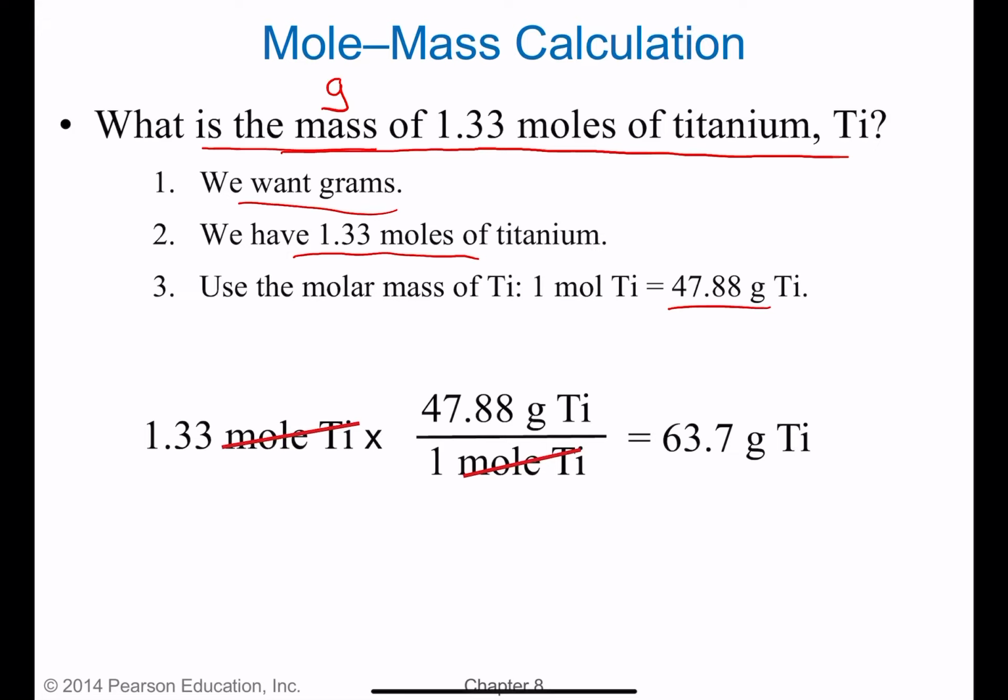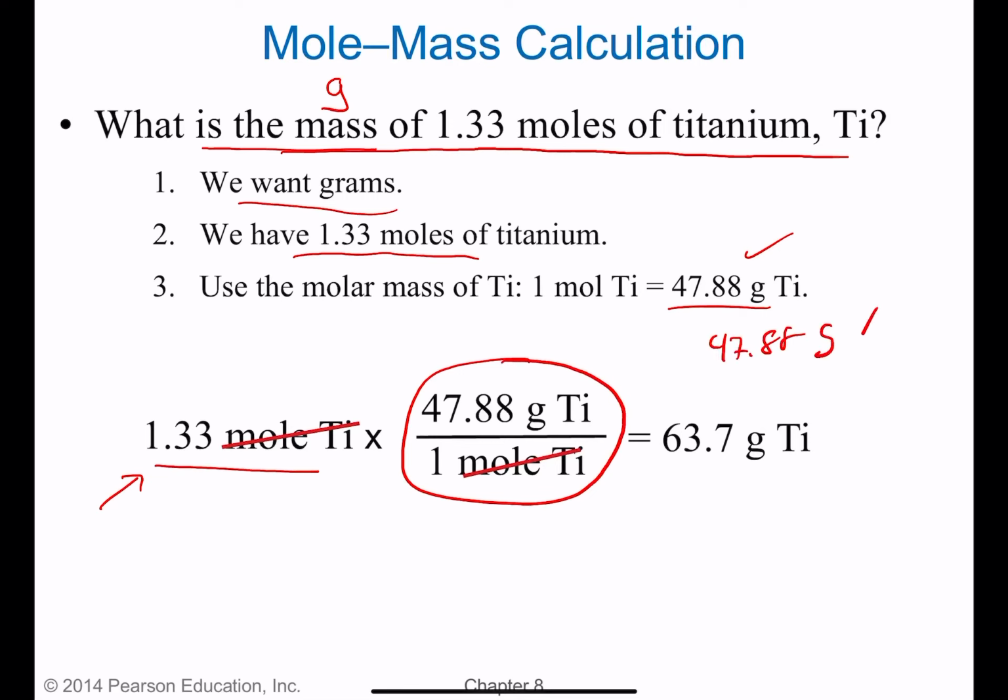So ptable.com says 47.867, 47.88, close enough. So this is our setup. We start off with what was given, 1.33 moles of titanium. This is the molar mass of titanium off the periodic table, and it's grams per mole.